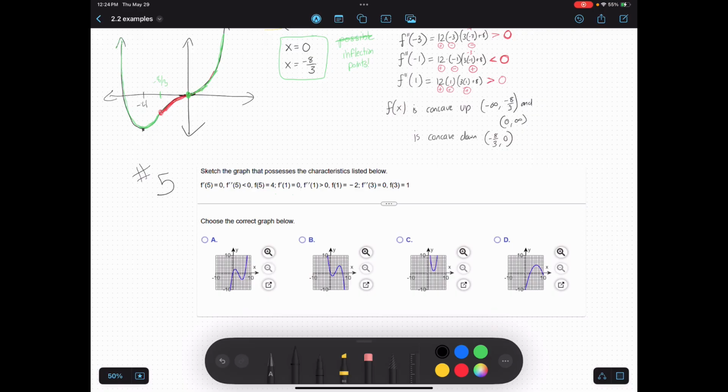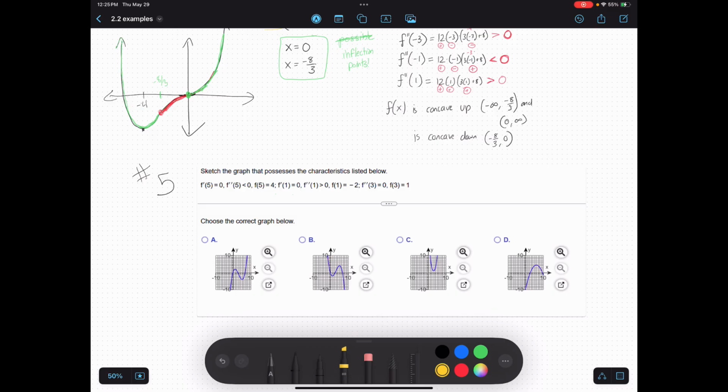Okay, the next one we're going to look at is number 5. And I chose this one because it's very related to the second derivative test, using the second derivative to determine whether we're working with a local minimum, or a relative minimum, or a relative maximum. So this one just gives us a bunch of information about the derivatives, and then it wants us to sketch the graph. So in some ways, a lot of the work's already done for us.